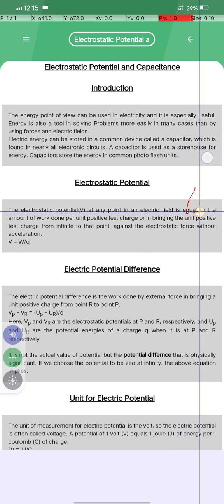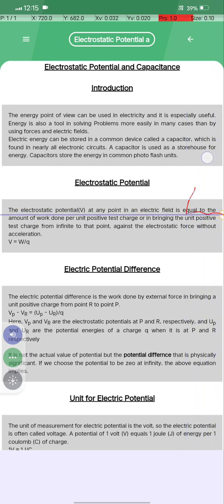Electrostatic potential V at any point in an electric field is equal to the amount of work done per unit positive test charge in bringing a unit positive test charge from infinity to that point against the electrostatic force, without acceleration. V is equal to W by Q.